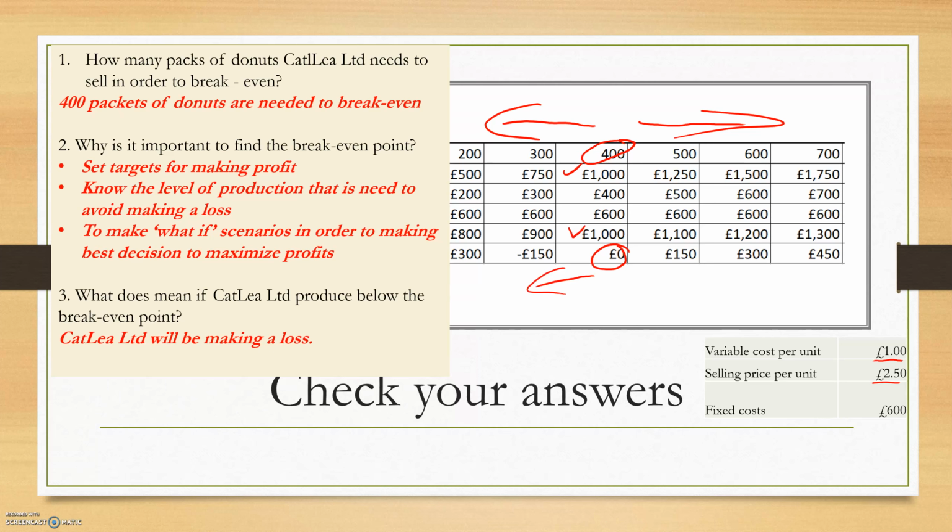For example, if she changed variable cost to say 50 pence, how much will the new break-even point be? Or what if we increase selling price to £3 or to £4? What would actually be the break-even point? Or if we can get our fixed cost reduced to £500, what would be the new break-even point? And so really, that is all you need to know to calculate break-even using the table.